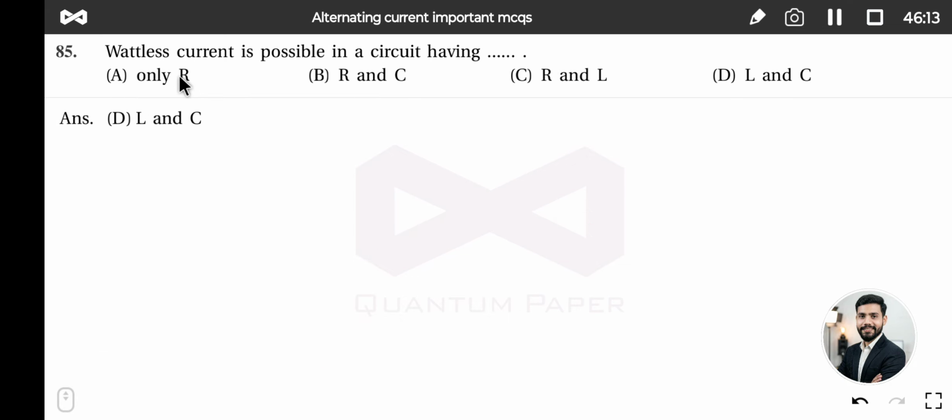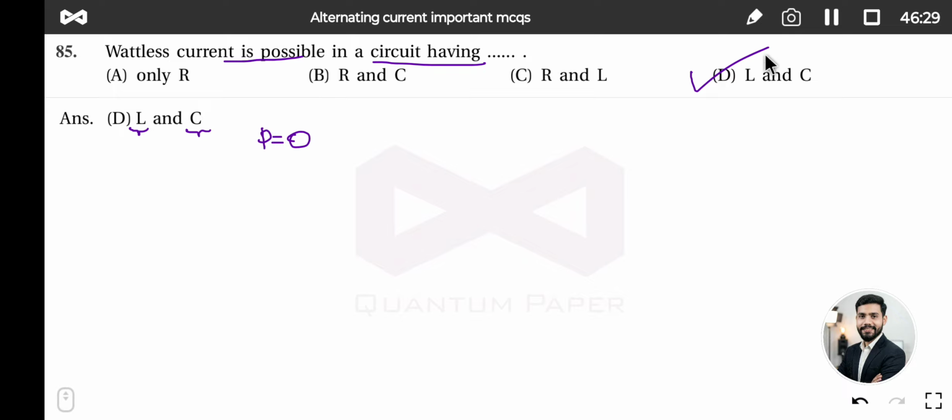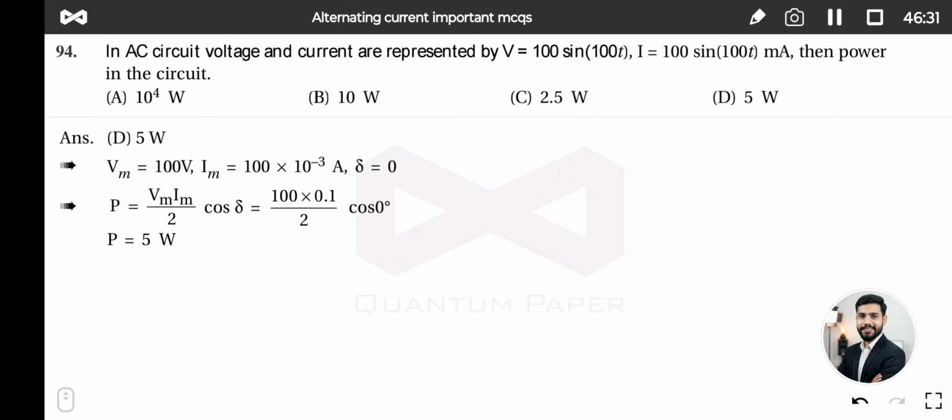Wattless current is possible in the circuit having. So wattless current means in that case power is 0. So we know that when we connect an inductor or capacitor only, in that case power is 0. So wattless current we will get in terms of only L and C circuit. Look at the next question.